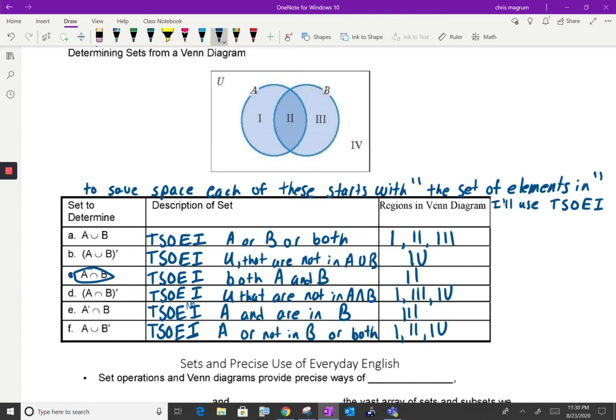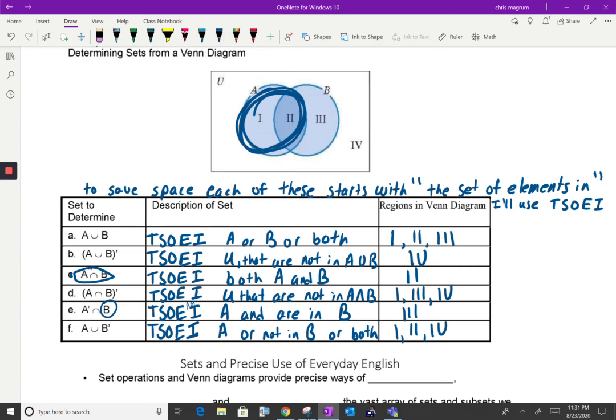Okay, and E, what's not in A, but also inside of B? So, not in A are these 2, but it has to be inside of B for that. So what's that then? Just 3. And then last, what's in A or not in B? So inside of A is those 2. Okay. What is not inside of B? 1 and 4. Okay. And be careful because I know I crossed it out. But since it's an or, we're combining them.